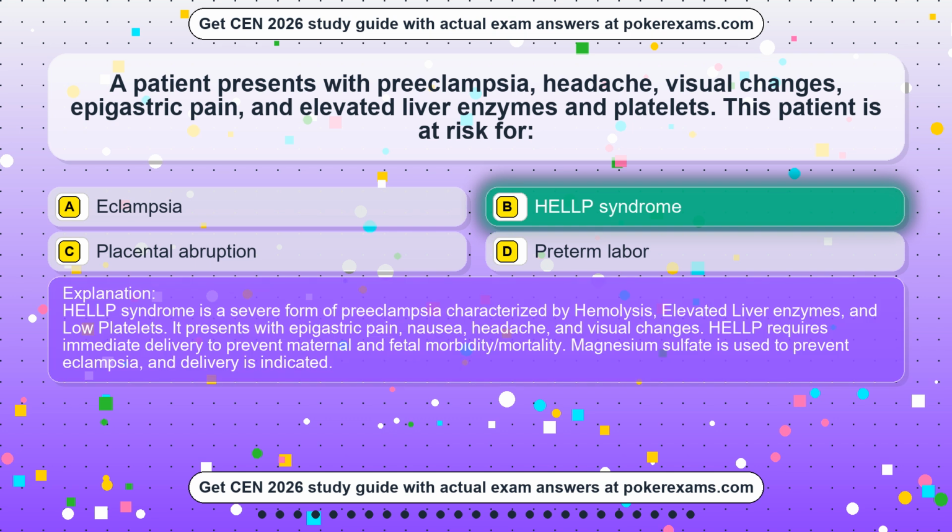HELLP syndrome is a severe form of preeclampsia characterized by hemolysis, elevated liver enzymes, and low platelets. It presents with epigastric pain, nausea, headache, and visual changes. HELLP requires immediate delivery to prevent maternal and fetal morbidity/mortality. Magnesium sulfate is used to prevent eclampsia, and delivery is indicated.